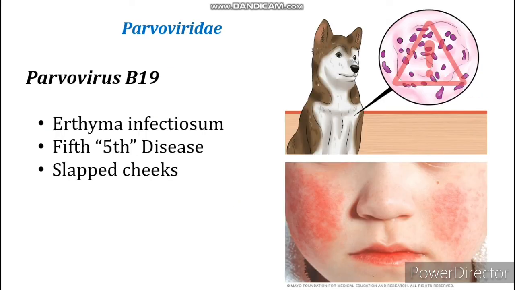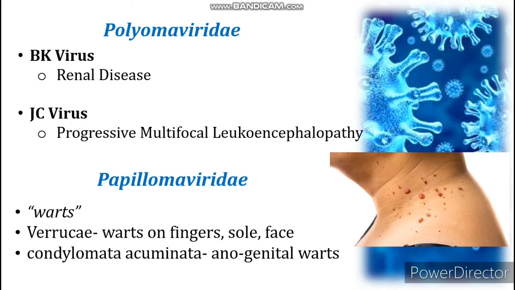Next, your Parvoviridae. Specifically, ang i-discuss lang natin si Parvovirus B19. Your Parvovirus B19 causes the erythema infectiosum or the 5th disease. The distinguishing characteristic for this one is the slapped cheeks. Kasi parang sinampal yung person, kaya namumula yung cheeks niya. Yun. Next, you have your Polyomaviridae. Ang i-discuss lang dito is si BK virus and si JC virus.